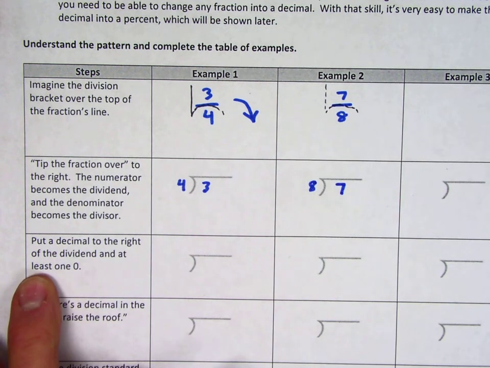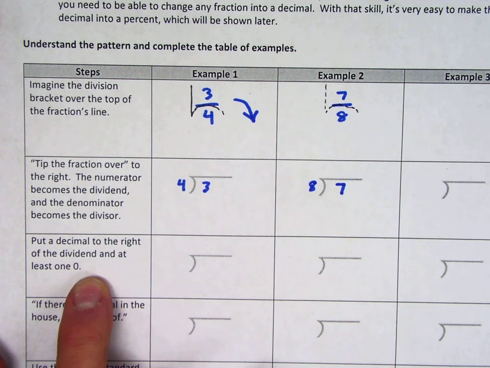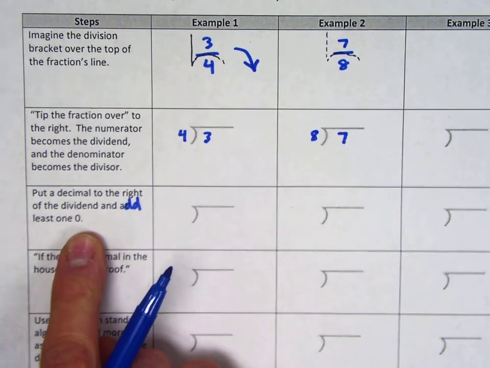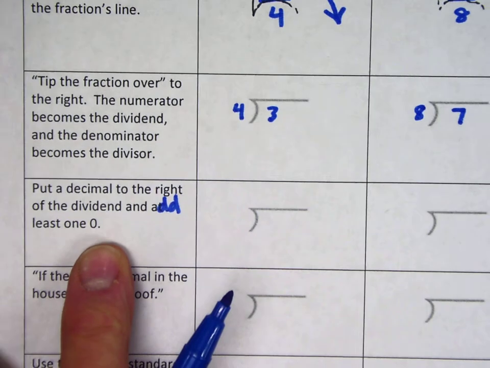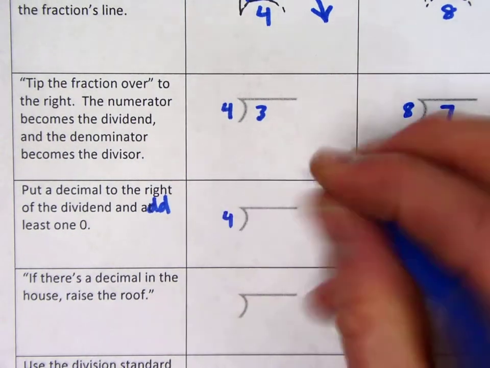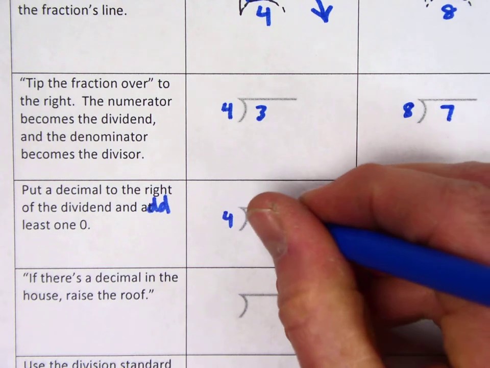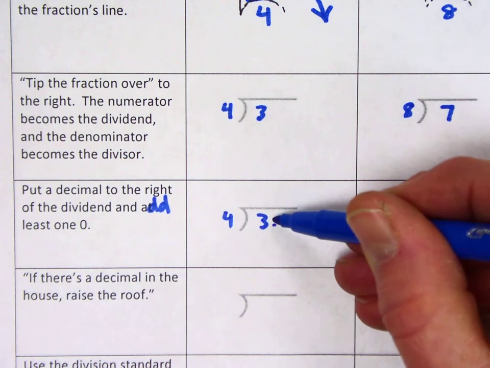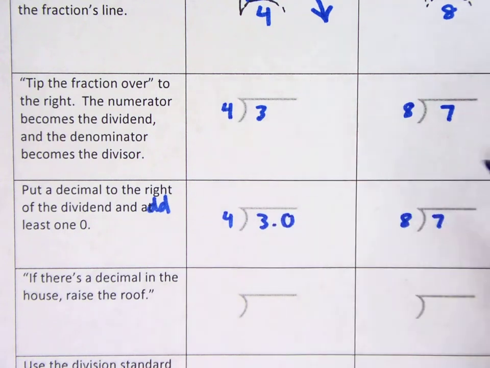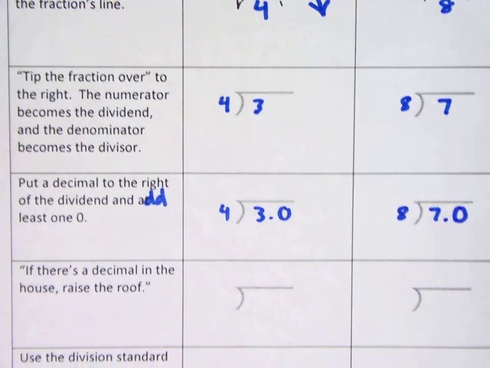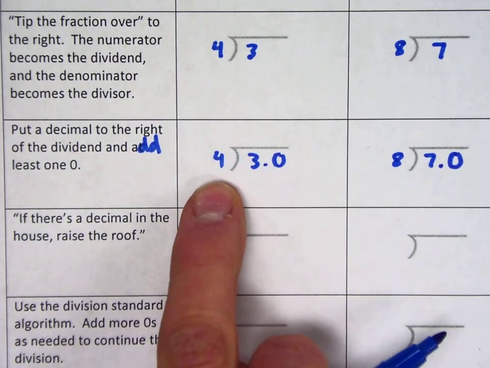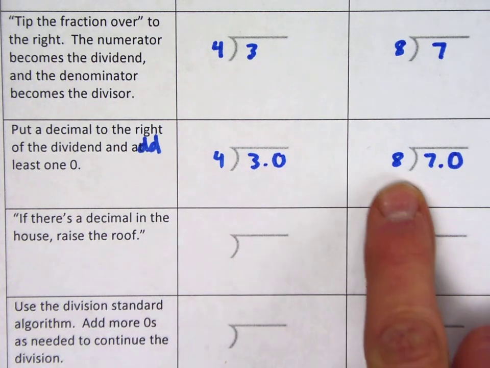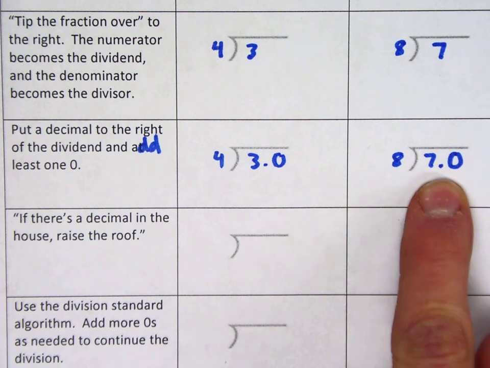The next step says put a decimal to the right of the dividend and add at least one 0. I'll zoom in because I want to make sure this is clearly seen. I would start with whatever my step was above and complete it below. So I have a 4 and a 3, I have the 8 and the 7. I'm going to put a decimal to the right of that digit in the dividend, and then a 0. I may need more zeros, but at least put one in both cases. That allows me to do division, because originally I wouldn't have been able to take 4 from 3, but now I certainly can take 4 from what looks like 30. I couldn't have taken 8 from 7, but I certainly could take 8 from 70.